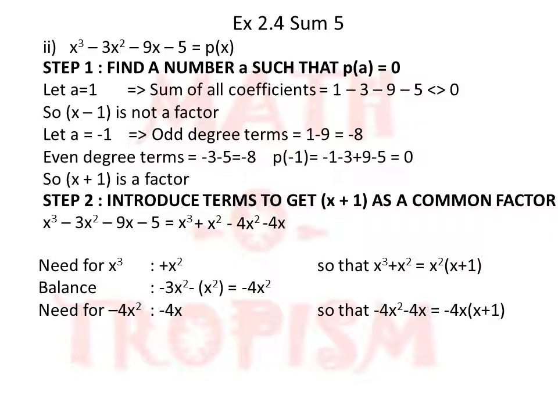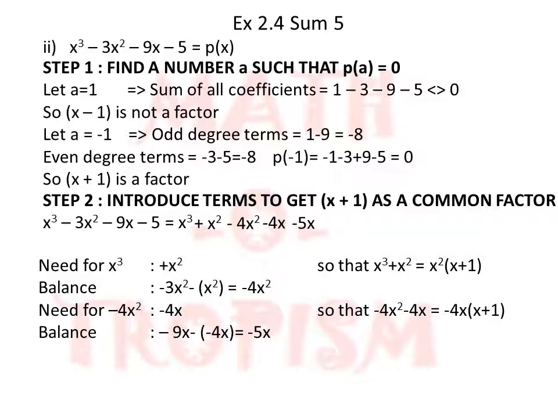After finding the need, I need to know the balance. So the x term in the given polynomial is minus 9x, minus of what I have found, minus 4x. So that comes to minus 5x. So I write that minus 5x next.